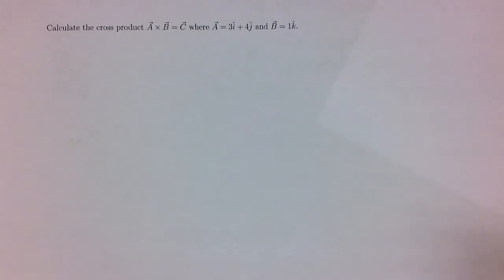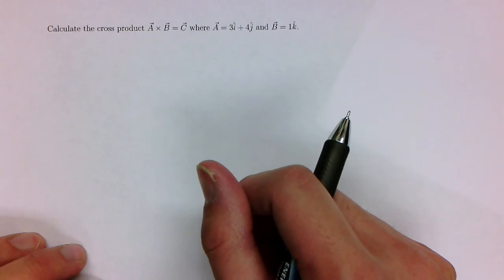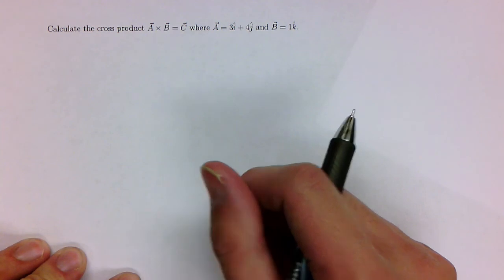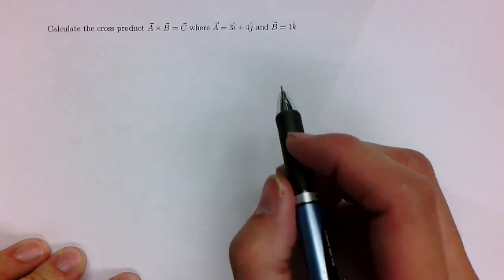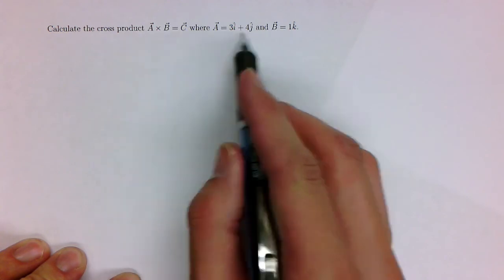In this example, we will calculate a cross product, right? Which is not always the easiest thing to calculate. But I'll show you a trick which will allow you to calculate things relatively easily. Okay, so let's consider A cross B equals C, where A is this and B is that.